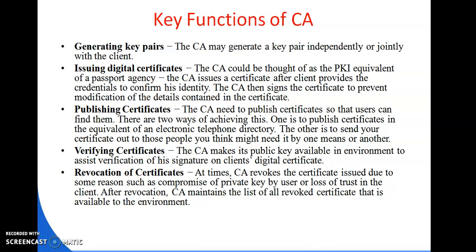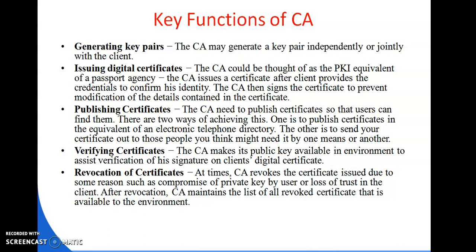Publishing certificates. The CA needs to publish certificates so that users can find them. There are two ways of achieving this. One is to publish certificates in the equivalent of an electronic telephone directory, and the other is to send your certificates out to those people you think might need them by one means or another. Next is verifying certificates.